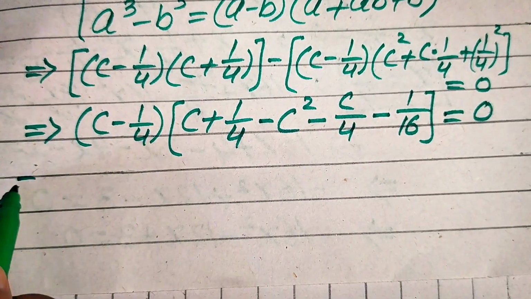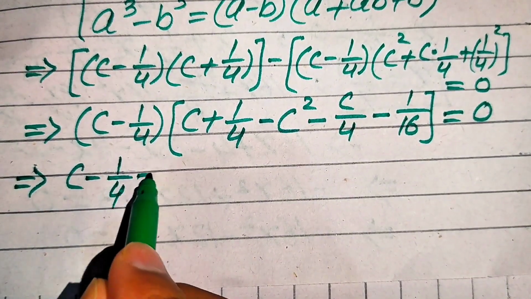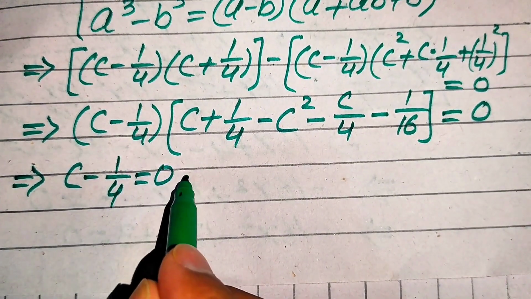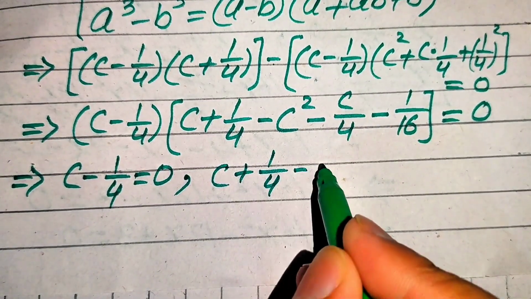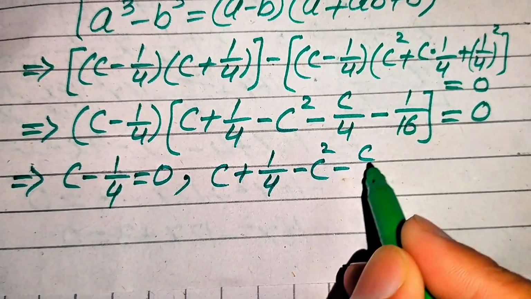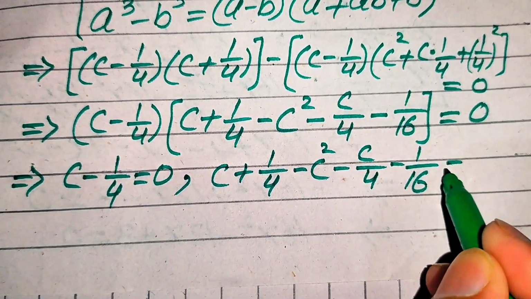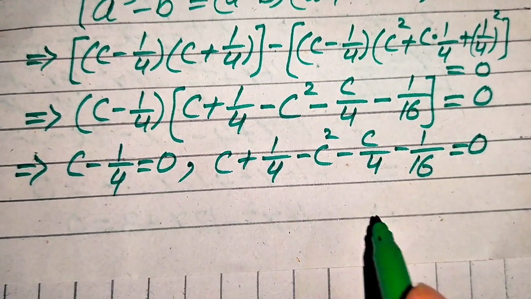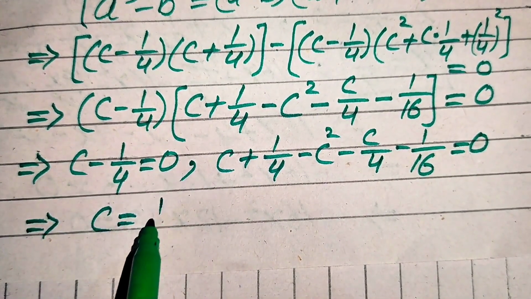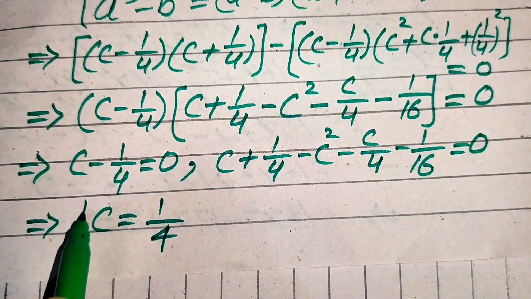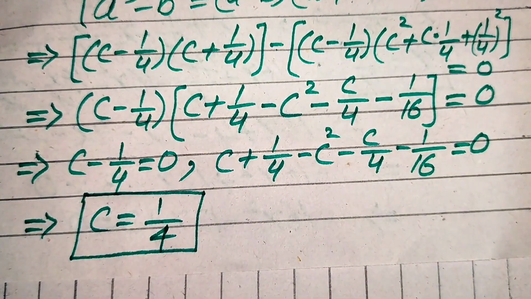And now in the next step we divide this equation into two cases. The first case is c minus 1 over 4 equals 0, and the second case is c plus 1 over 4 minus c square minus c over 4 minus 1 over 16 equals 0. So from the first case we easily get the value of c equals 1 over 4. This is our first real value of the given question.